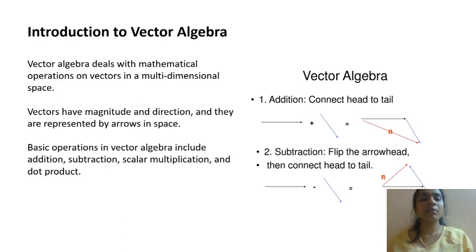Vectors have magnitude and direction, and they are represented by arrows in space. The basic operations in vector algebra include addition, subtraction, scalar multiplication, and dot product. In the case of addition, it connects head to tail. In the case of subtraction, flip the arrow end and then connect head to tail.